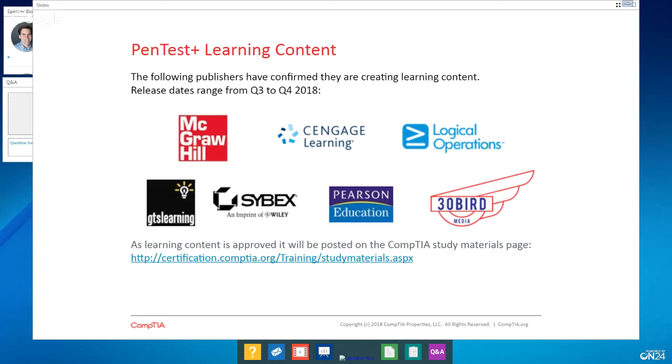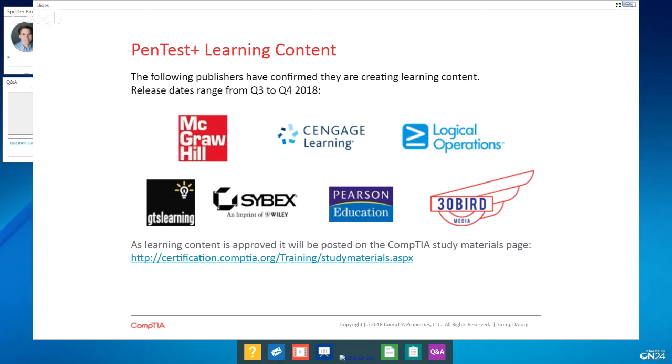Also, when publishing material is approved for PenTest Plus, you're going to be able to find it on our study materials page, which is located at the URL down there: http://certification.comptia.org/training/studymaterials.aspx. So you can look there, and if something is located on that, that means it has been approved through the CAQC process, which is the CompTIA approved quality content program.